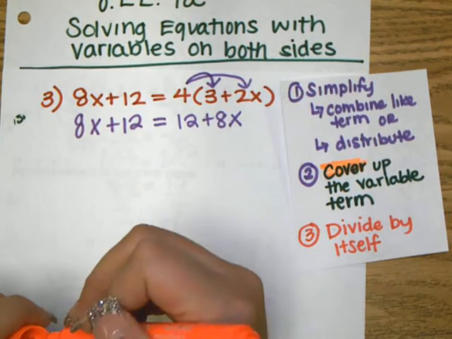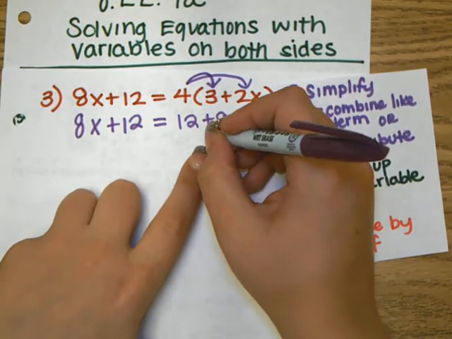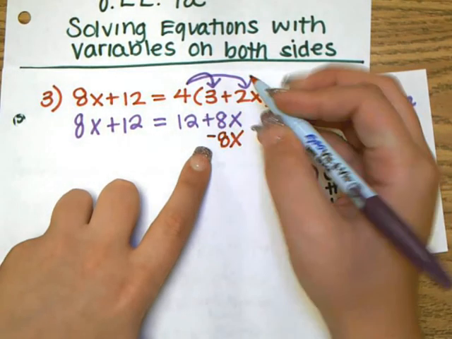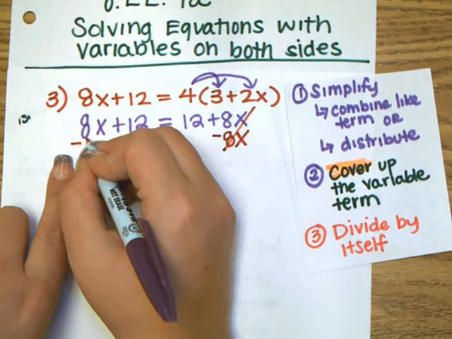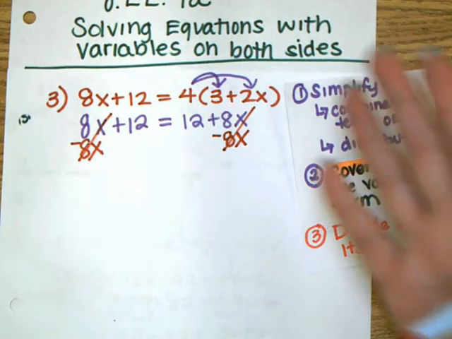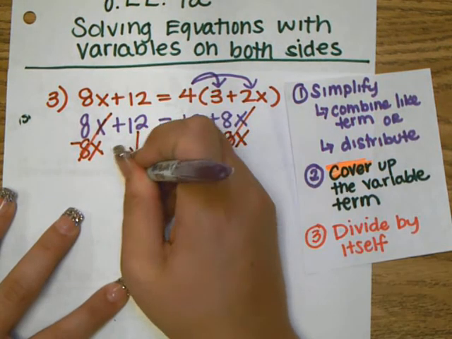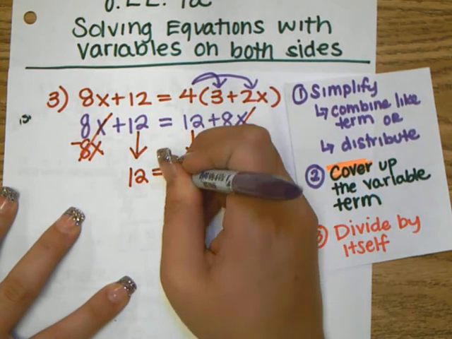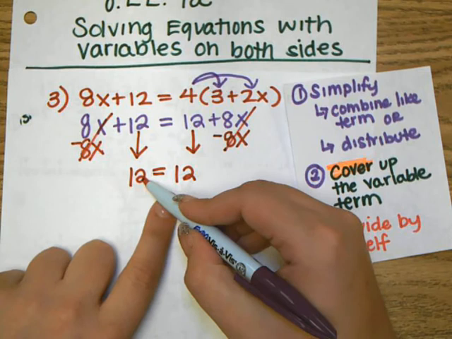Okay, step 2, I'm going to cover up the variable. But I can't, there's more than one, so I need to get rid of one of them. So I'm going to pick this one and put minus 8x. That makes that go away, and it makes this one go away. There are no x's in the problem, so we're going to bring down what's left over.